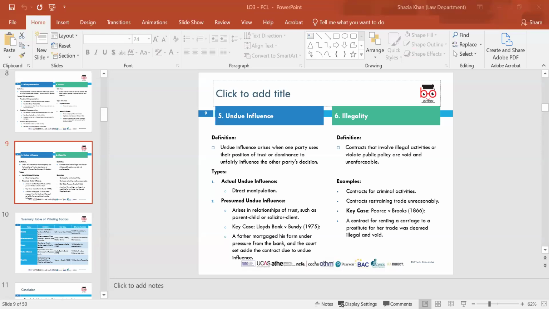And the case in regards to that is Lloyds Bank and Bundy 1975, where a father mortgages his farm under pressure from the bank and the court set aside the contract due to undue influence.